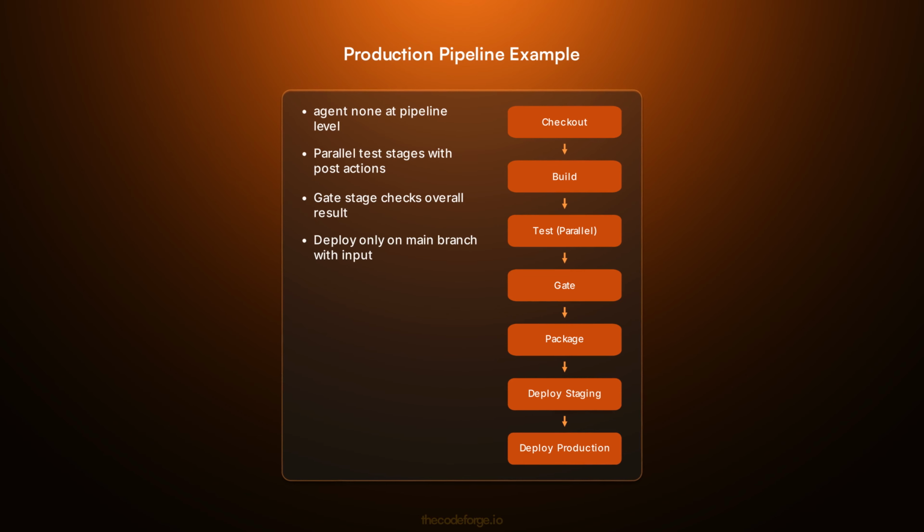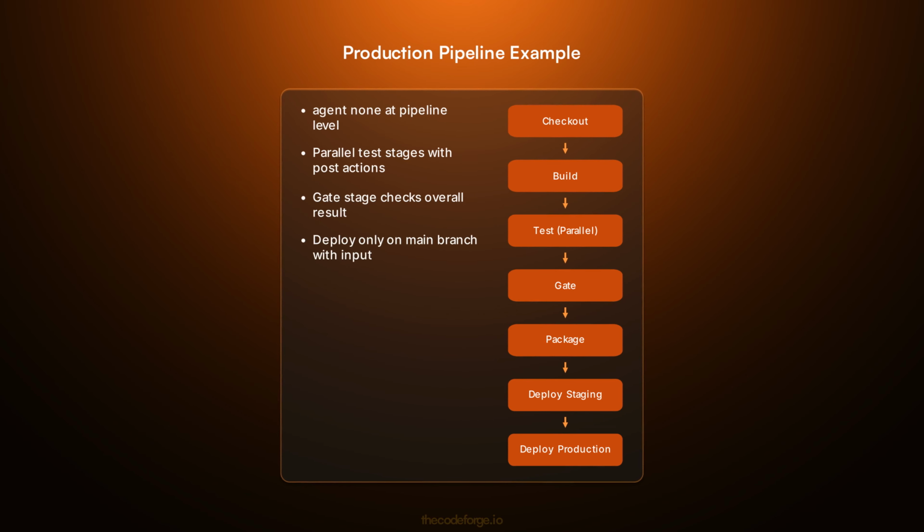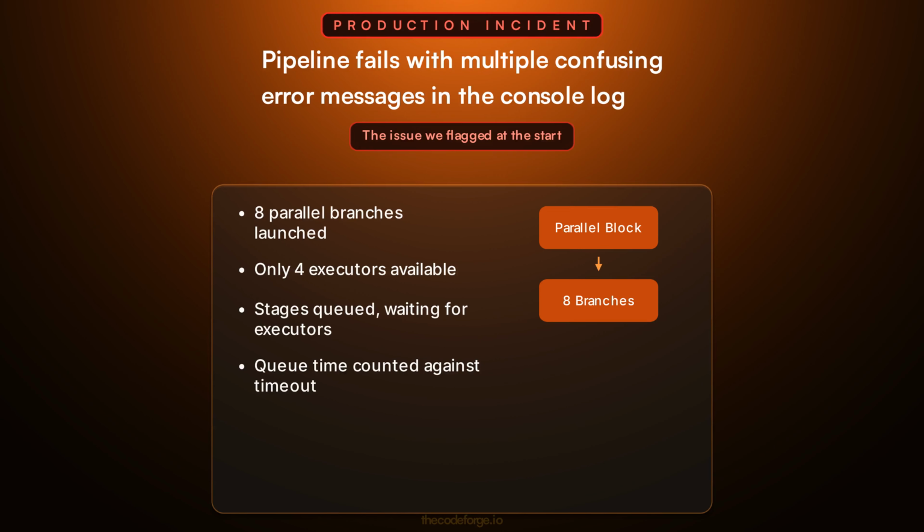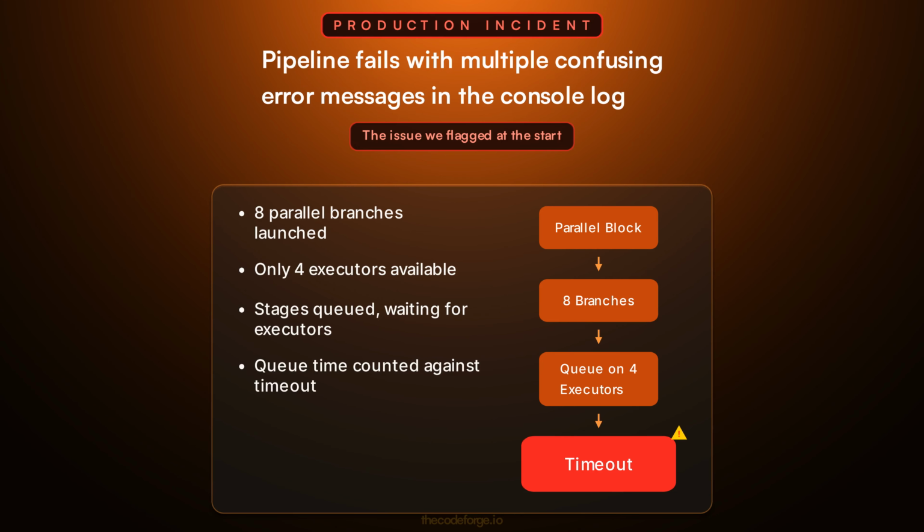Here's a simplified production pipeline. Checkout, build, then parallel unit, integration, and static analysis tests, followed by a gate, package, and deploy stages. It uses agent none, post actions, and when conditions. This is the same issue we highlighted at the start. Here's exactly why that happened.